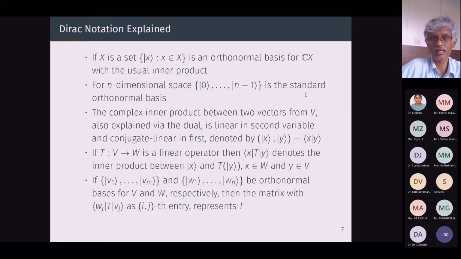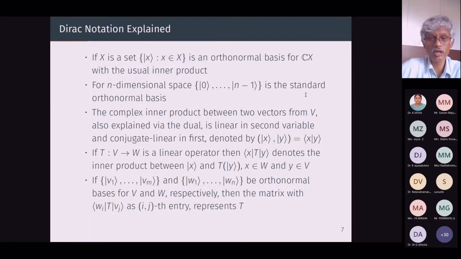So notice that if you have y belonging to V, Ty will go to W, and x is a vector in, say, W. So the ket of x and T of the ket of y, both of them end up inside this W. So it makes sense to take the inner product between these two things, which is defined in the previous bullet, right?